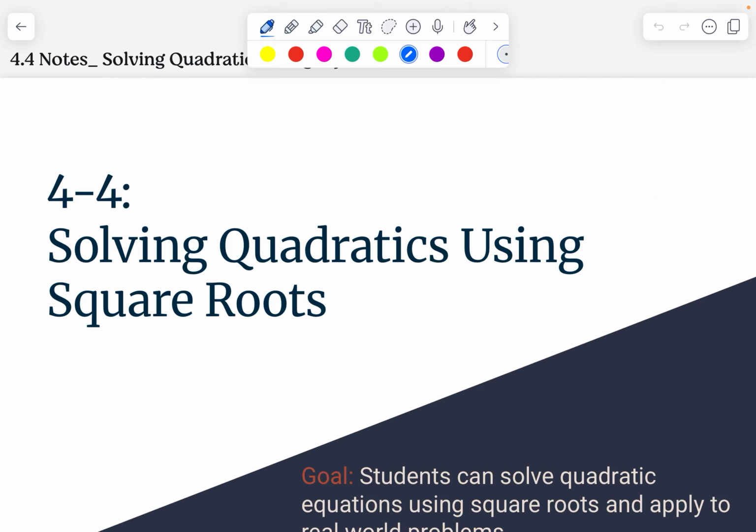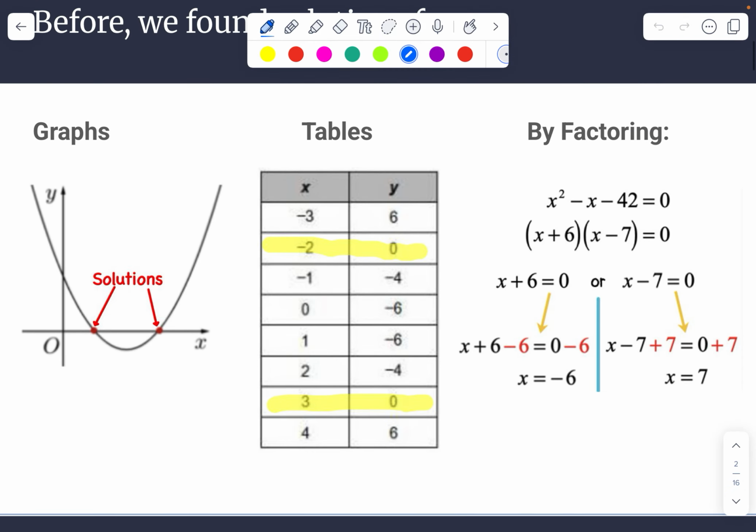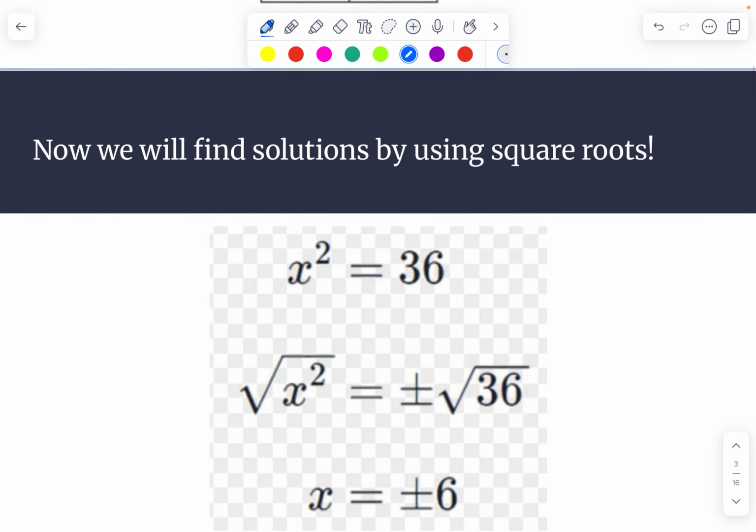Hi friends, today we are going to solve quadratics using square roots. So before we found solutions from a graph. Recall it is the x-intercept, or where the graph crosses the x-axis. We found them from tables, which was the x value when y is 0, and we found them from factoring. Now we're going to find solutions by using square roots.